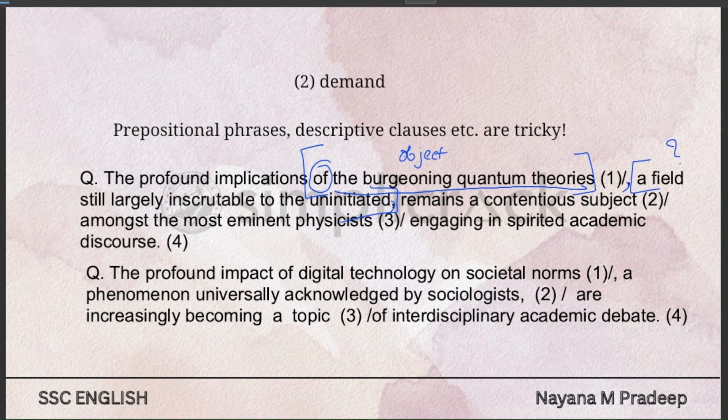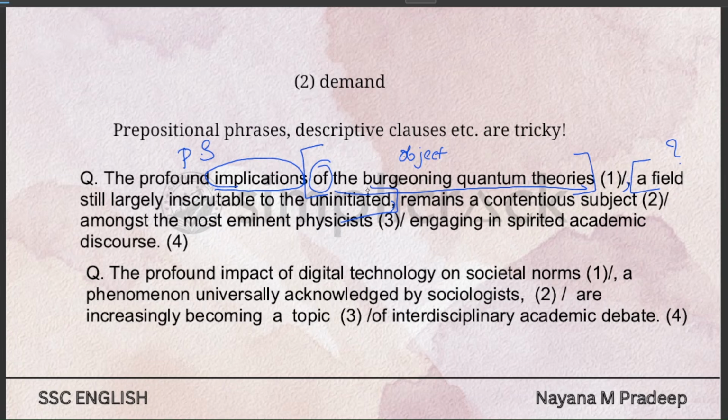Now, what is the purpose of a prepositional phrase? A prepositional phrase is simply another modifier or a descriptive phrase that tells you more about the subject. So you can also eliminate that without changing the meaning of the sentence. So the profound implications. Now you are just left with the main subject, which is the implications. Now implications is a plural subject.